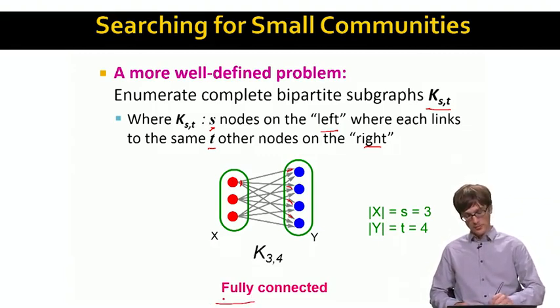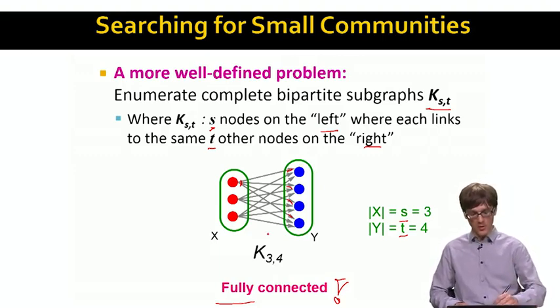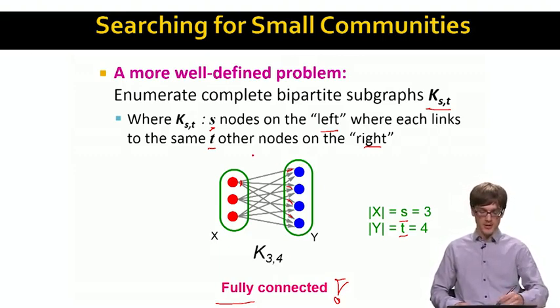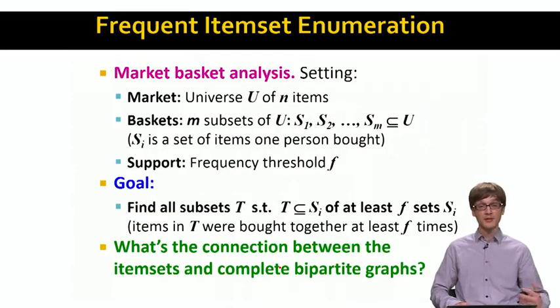And so the important point is that my graph is fully connected. Here S equals 3 because the size of the left side equals 3, and T equals 4 because I have 4 nodes on the right. So our goal is to identify all the complete bipartite subgraphs with a given S and a given T. Now that we have specified the task, let's think about the machinery we'll be using to solve it. Kind of surprisingly and interestingly, the machinery we'll be using comes from frequent itemset enumeration. So let me first remind you what frequent itemset enumeration is, and then I'll show you how these algorithms actually find bipartite subgraphs.